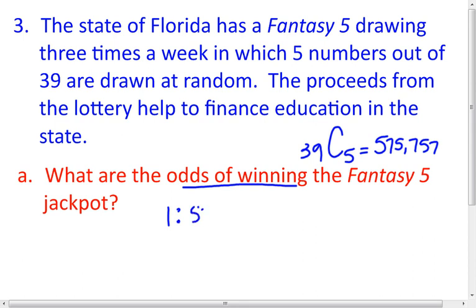But when I report odds, I want the number of winners to the number of losers. So there's 575,756 numbers that are not winners. Okay? So that's how you would report that.